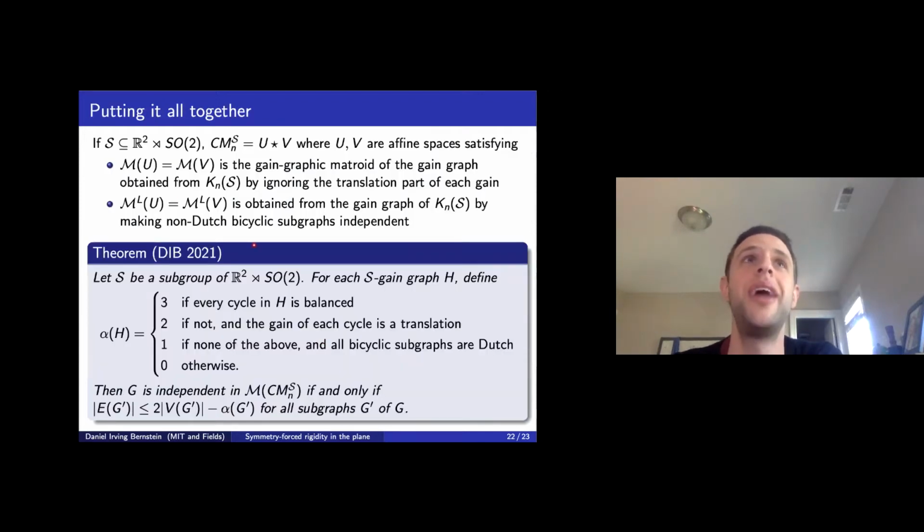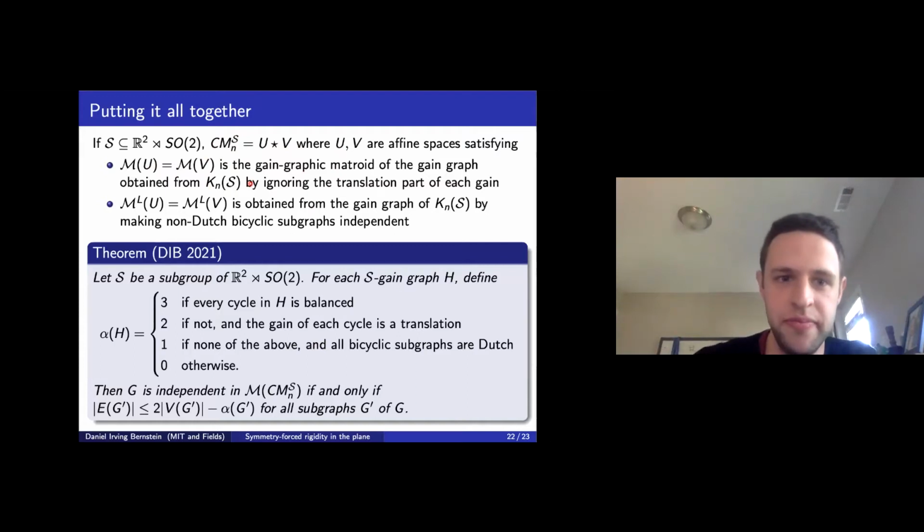Okay, so now why am I introducing this? Well, I already claimed that the Cayley-Menger variety in this symmetric case, when S doesn't have reflections and I'm in the plane, is a Hadamard product of two affine spaces. And it turns out that these affine spaces have the same algebraic matroid, and it's just the gain graphic matroid of the gain graph obtained from this complete gain graph, but I'm just ignoring the translations.